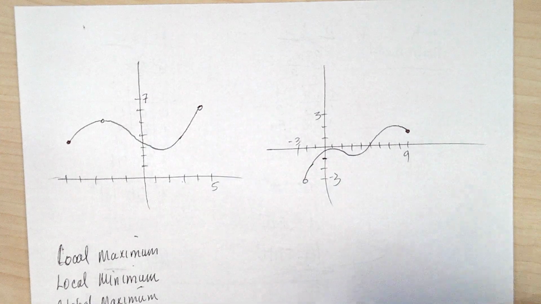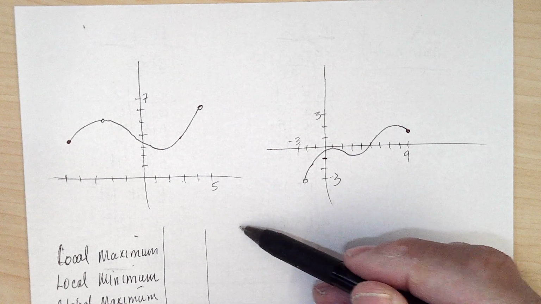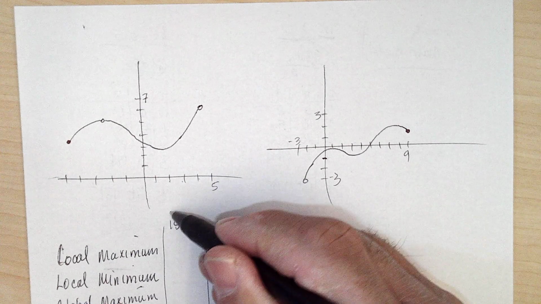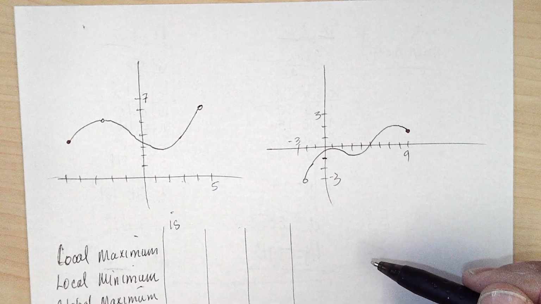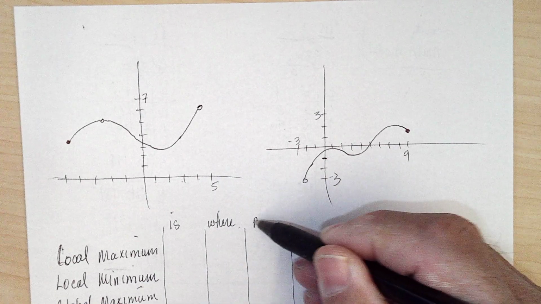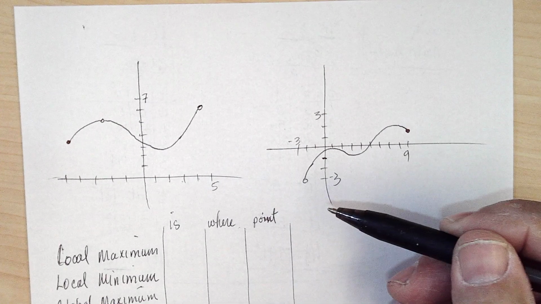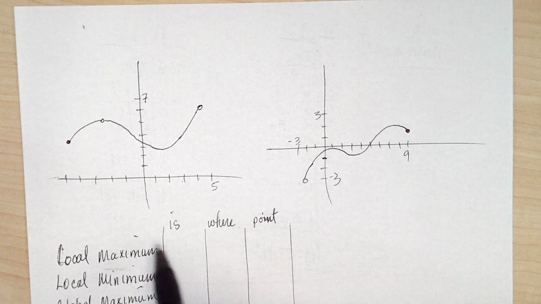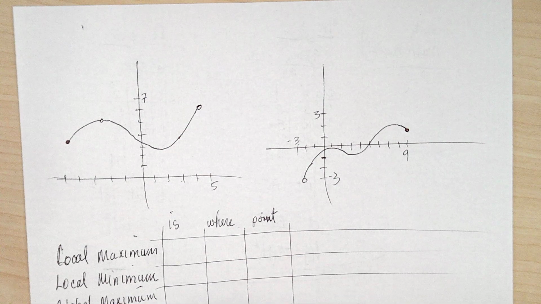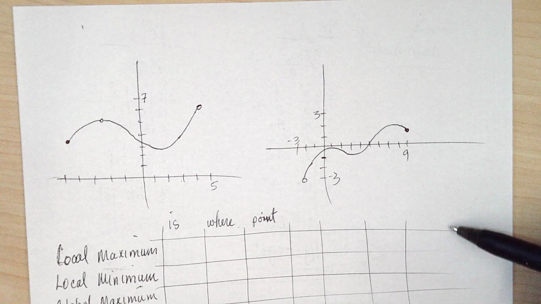And let's look at this graph. There's three ways I could ask this question. So I'm going to make a table. What is the global max or min or local max or min? Where is it? And what's the point of it? Where's the point? And I could do that for this graph, and I could do it for this graph.